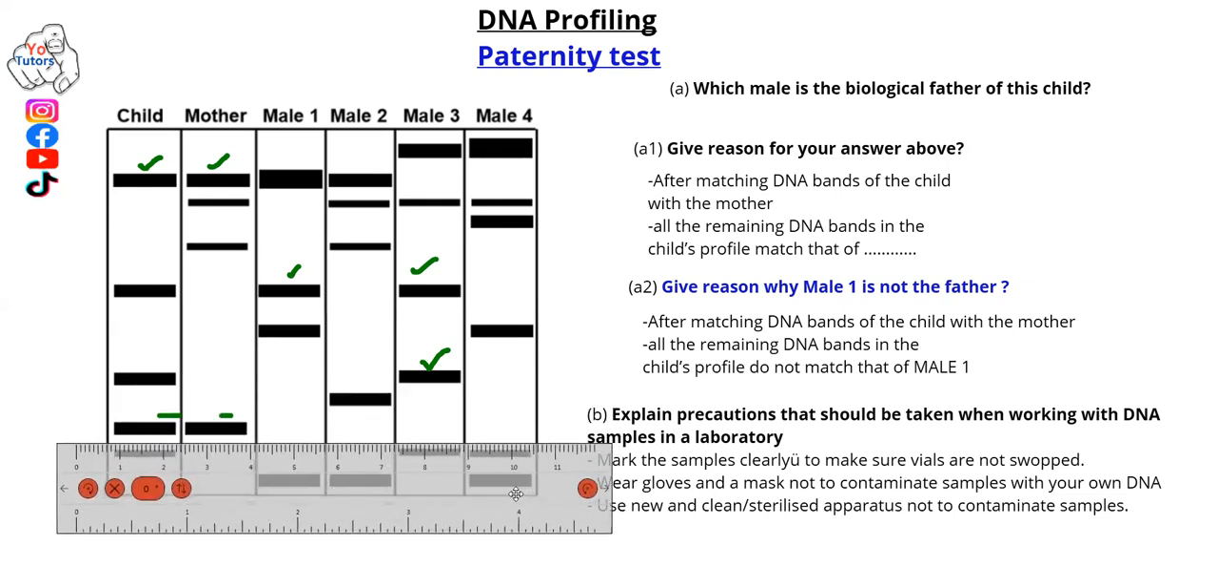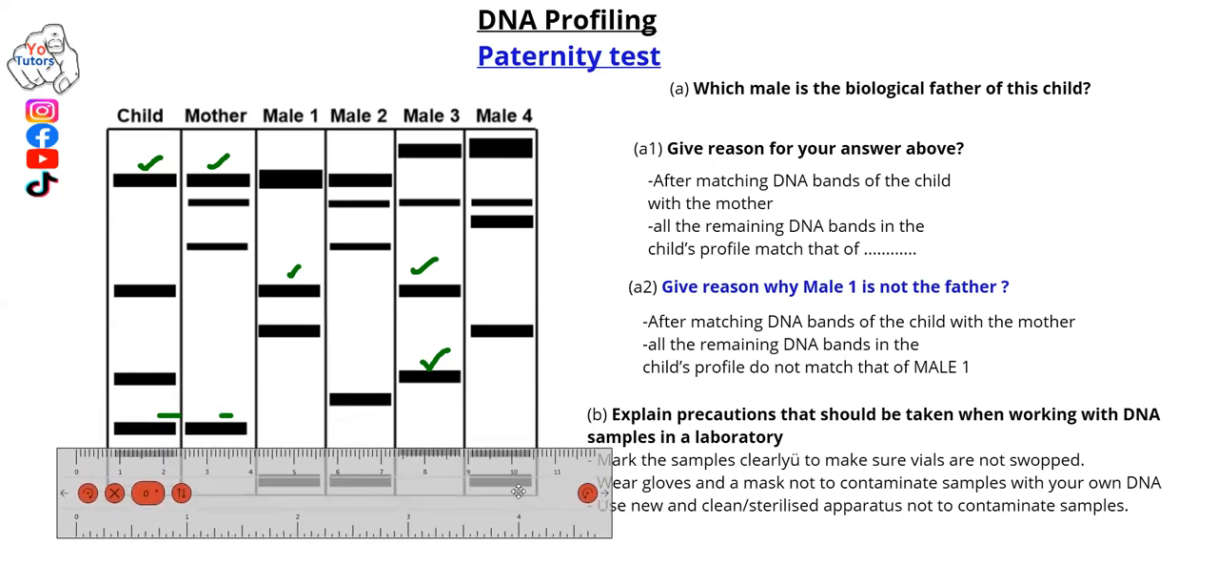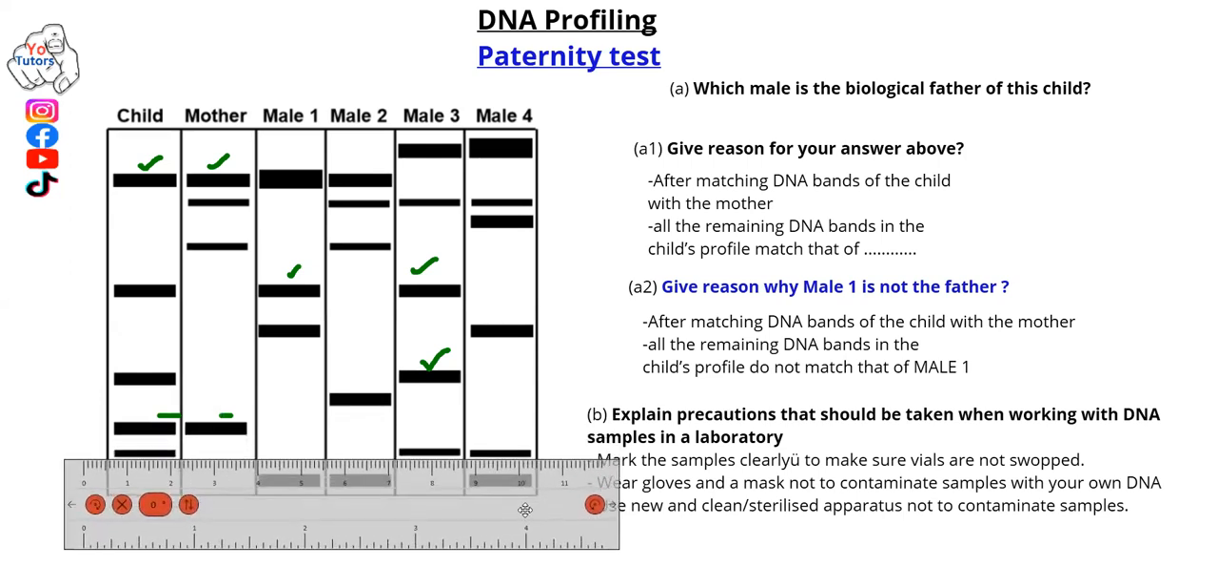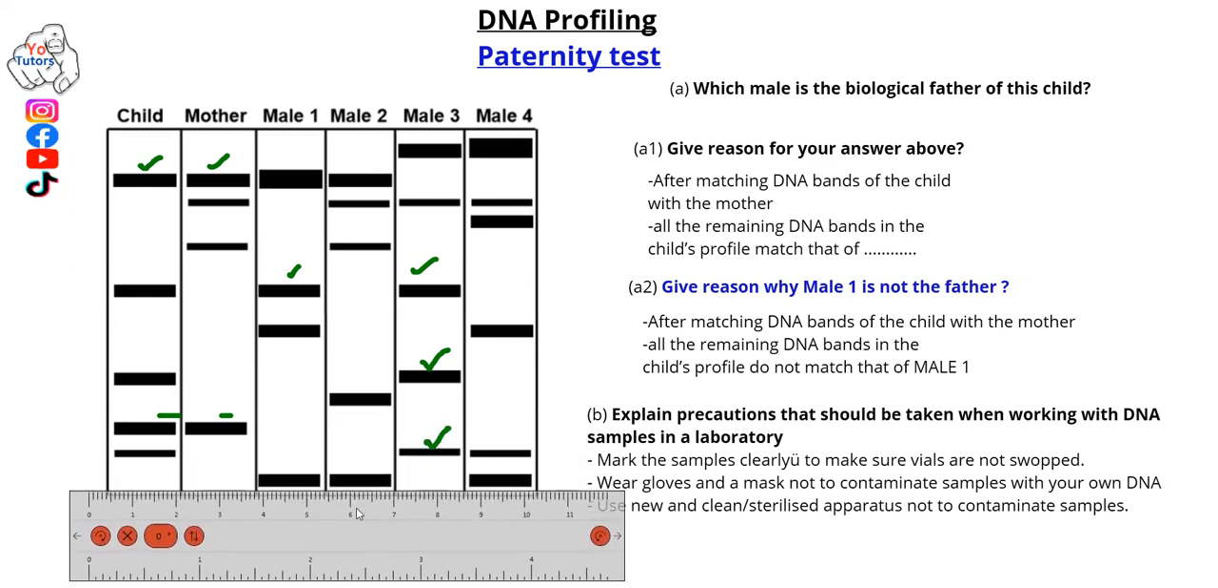What's happening now? Okay, now go down with our ruler. We can see that this one is matching with the mother, then the remaining one is also matching with male 3. So as you can see, the remaining bands, which are this one here and this one here, they are matching with male 3. So that's the only way you can now say, oh, my answer to this is male 3.